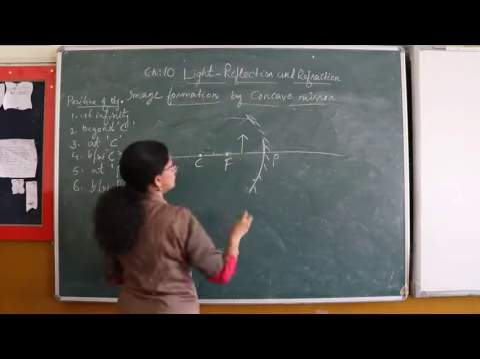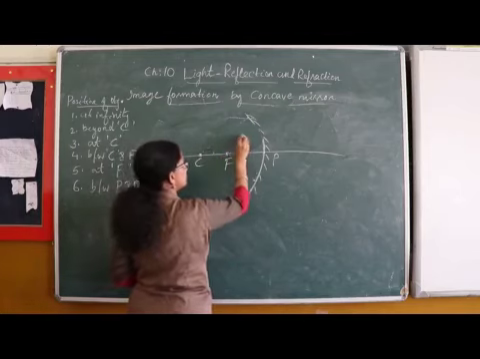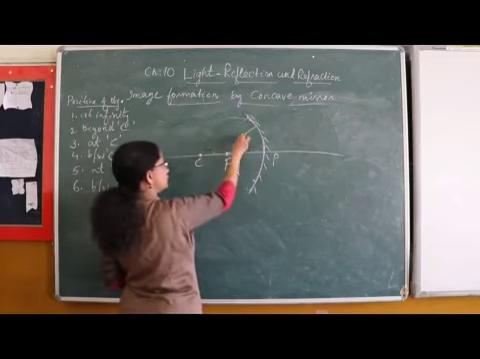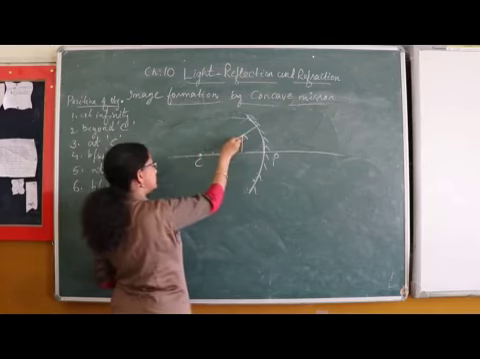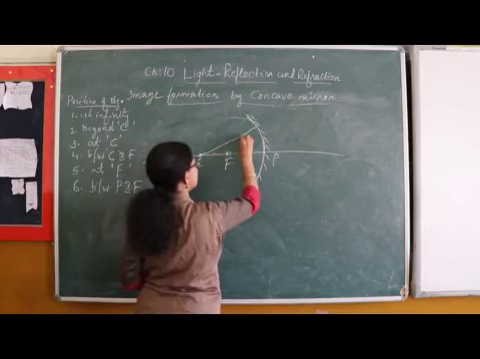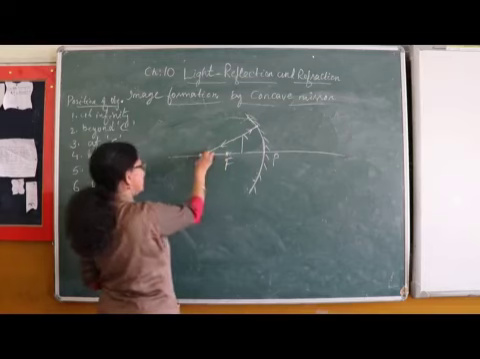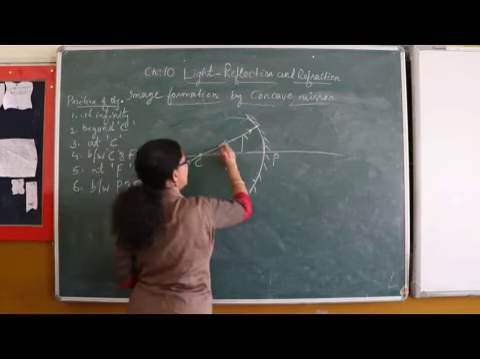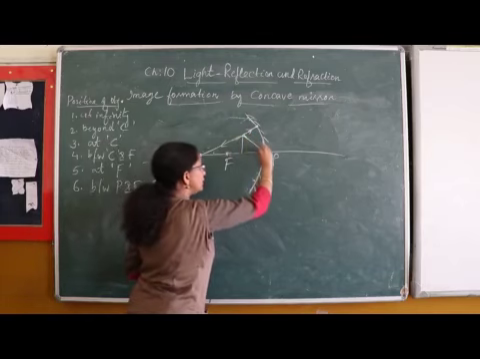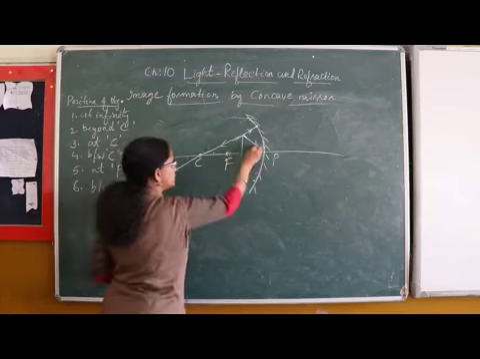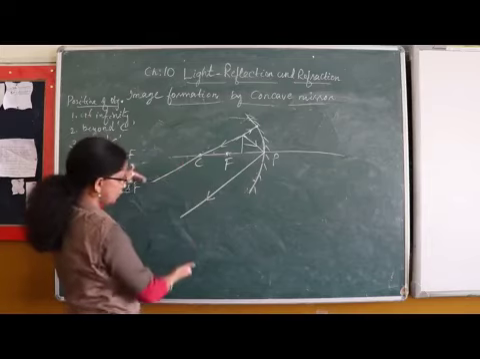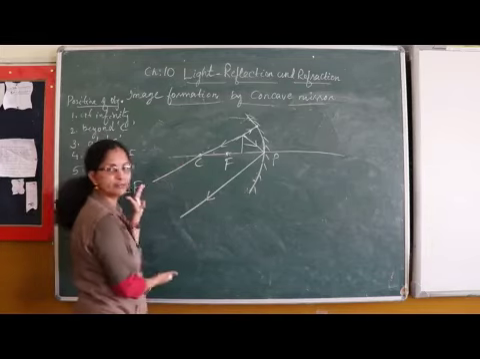Here, the ray that is striking through the center of curvature, after reflection, passes through the center of curvature itself. And another ray that strikes the mirror obliquely obeys the laws of reflection and bounces back like this. So here, these two rays are not actually meeting. They are not going to meet each other.